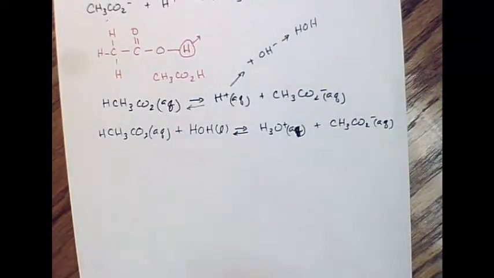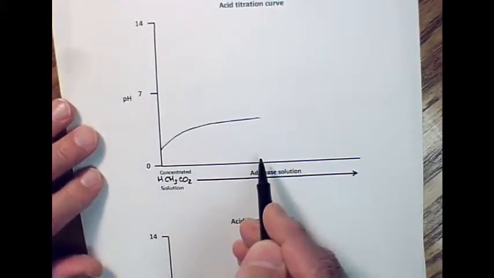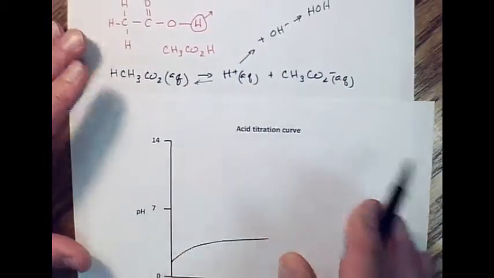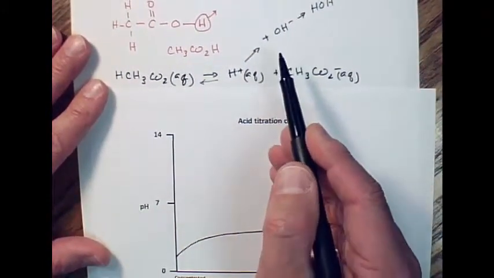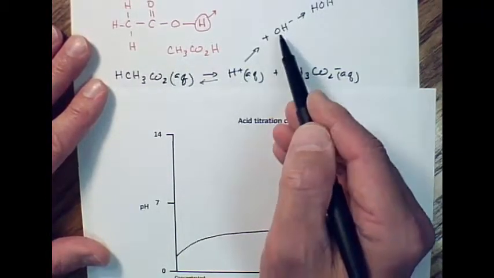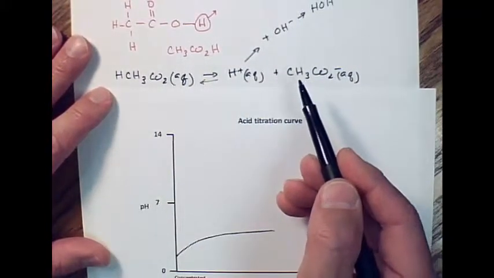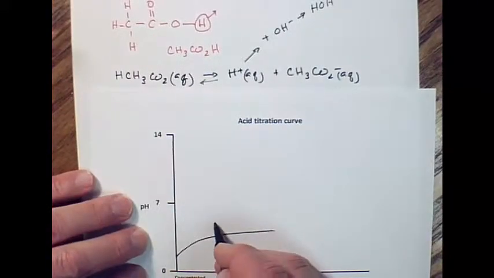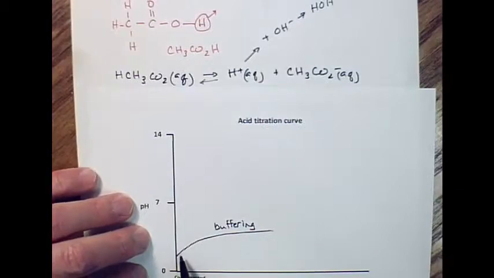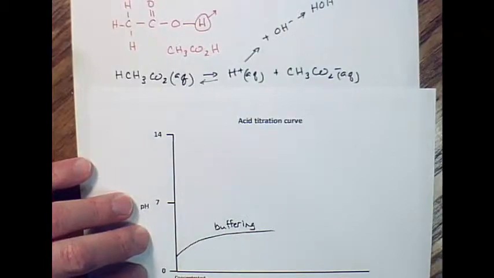So when we look at that curve again, while we're adding more and more base here, as we add more base, the base isn't changing the pH because the hydrogen ions are being taken out of the solution. And we're making more of this stuff and more of this stuff. So it's a buffering region that we have here. There's no change, or no significant change, in the pH as long as we have more of this dissociation going on as we take more hydrogen ions out.